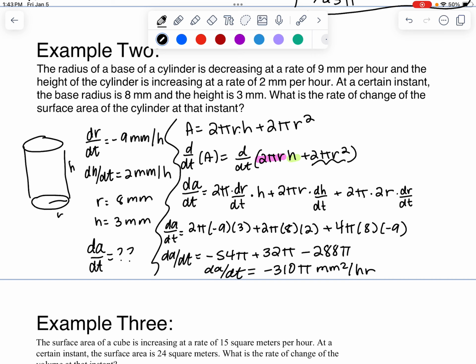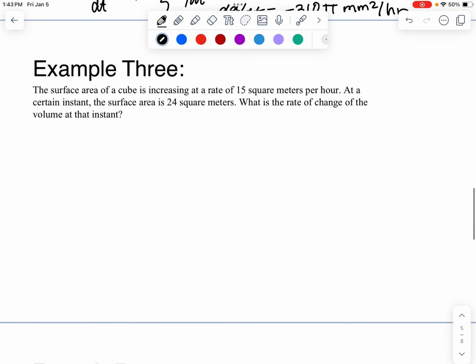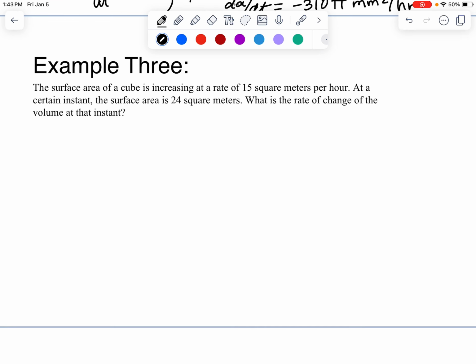So this video is not too long, but if you need more time, just pause it. Okay, surface area of a cube. Okay, so I'm going to go ahead and draw a cube.